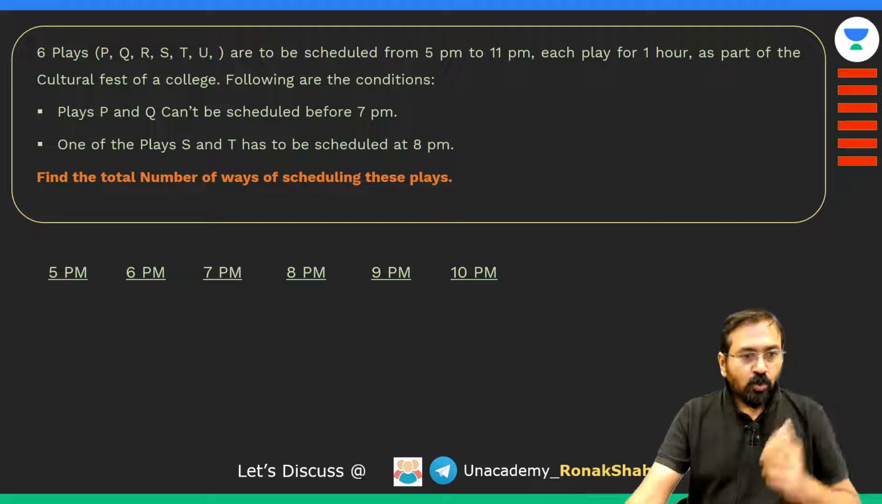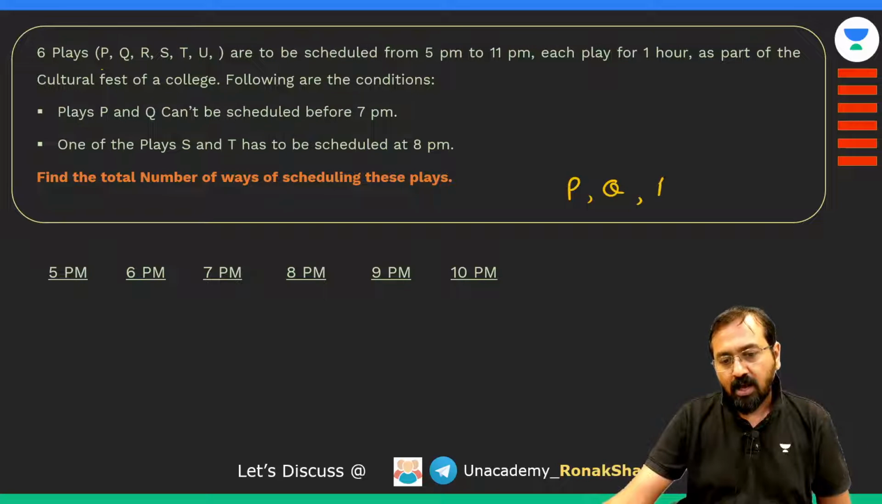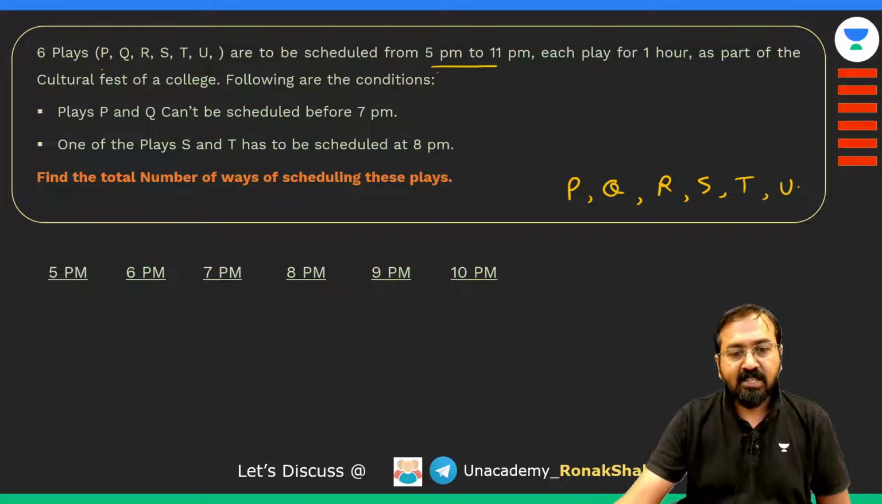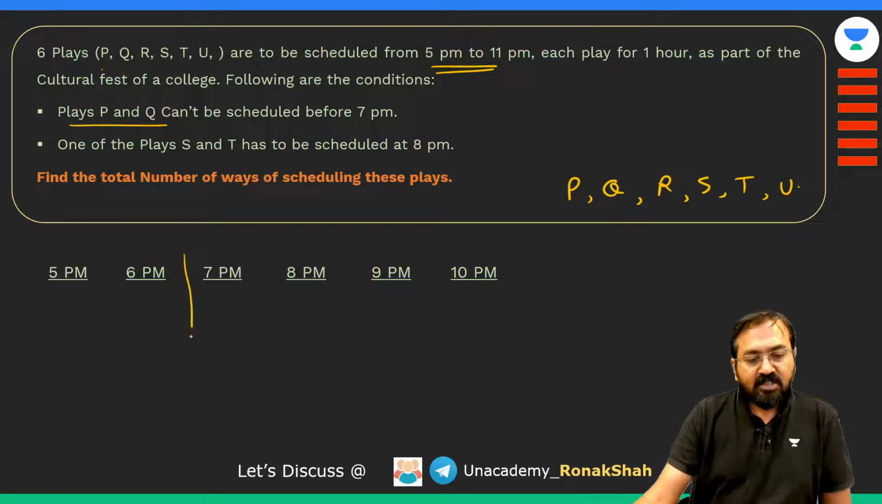Okay, so there are 6 plays, P, Q, R, S, T, U, and we need to schedule the 6 plays from 5 p.m. to 10 p.m., each play for 1 hour, as part of the cultural fest of a college. The following conditions are to be followed. Plays P and Q can't be scheduled before 7 p.m.